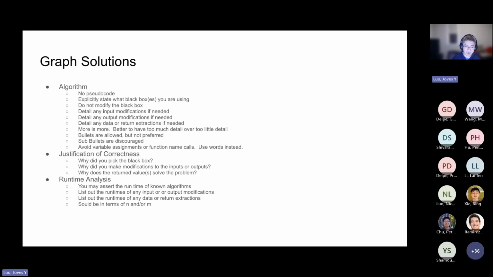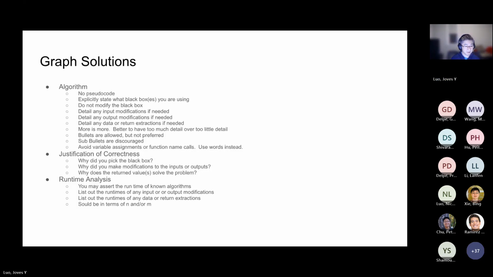Why did you pick the black box? What modifications should you make to the inputs and outputs? Why did you make those modifications to inputs and outputs? And why does your return value solve the problem? And then runtime analysis. Go ahead and insert the known runtimes of any black boxes. Make sure you talk about any input or output modifications or any data extraction. Should be in terms of N and/or M.